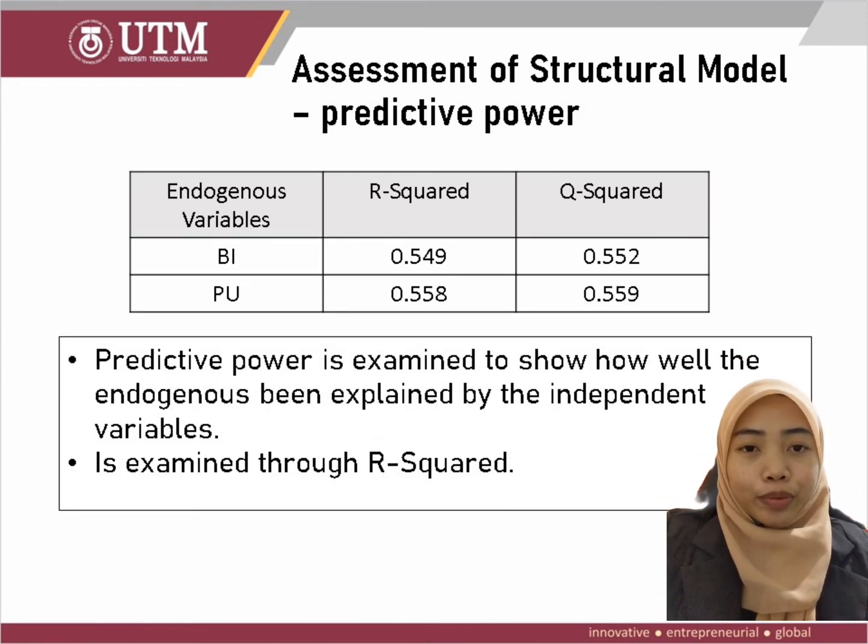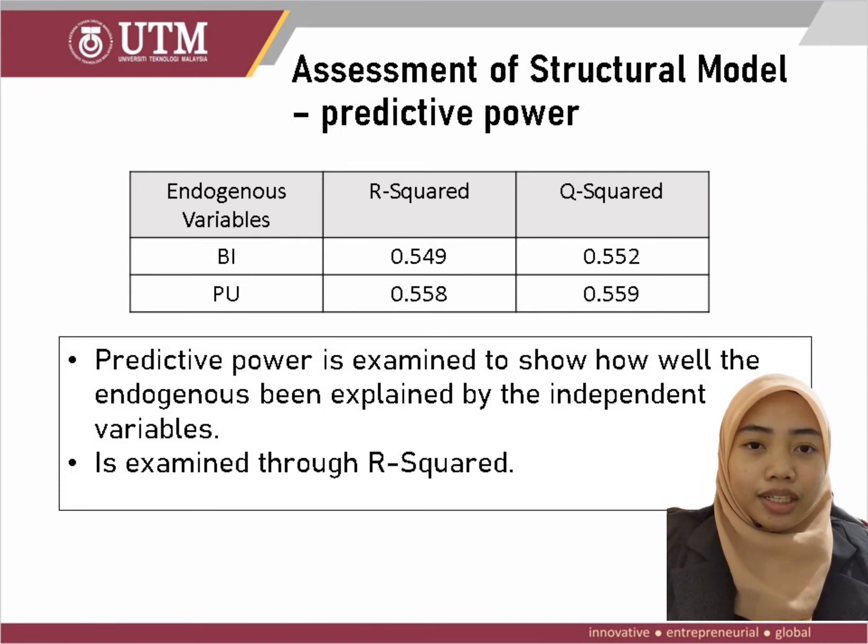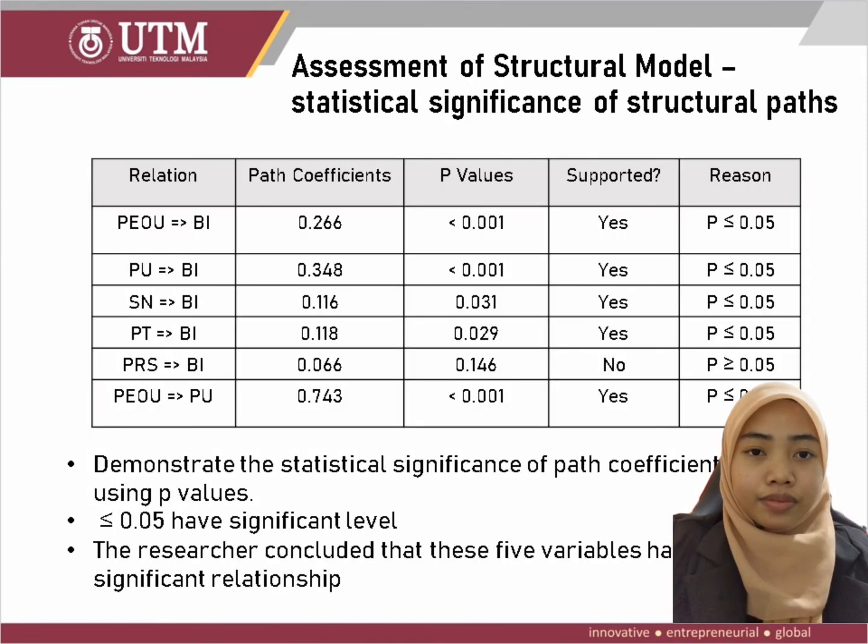Then predictive power. Predictive power is examined to show how well the endogenous variable is explained by independent variables. It is examined through R-square. For instance, the R-square for BI is 0.549, which means BI is influenced 55% by the independent variables, while the rest is 45% explained by other causes.